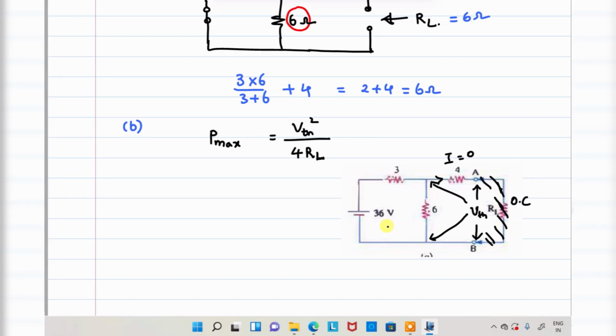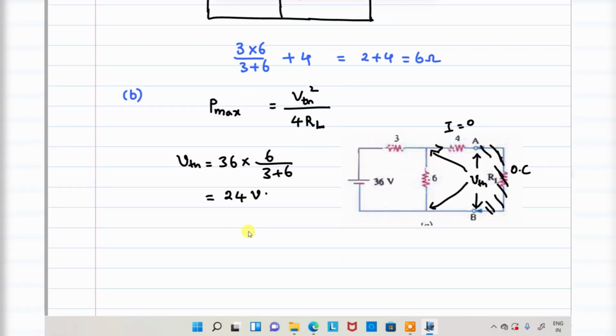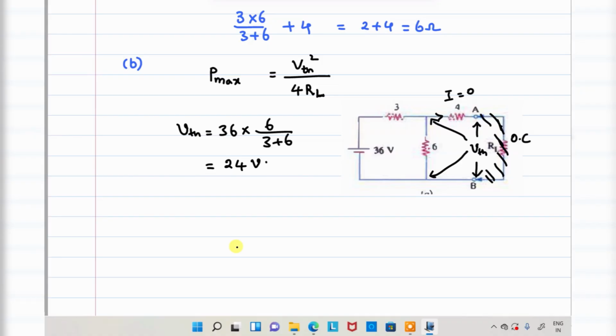So this is a series circuit. In the series circuit, voltage is divided. So how to find out the voltage? That is equal to total voltage into the same resistance divided by total resistance, 3 plus 6. This is the voltage division rule concept. So that will be equivalent to 24 volts. Okay. So I got the VTH value.